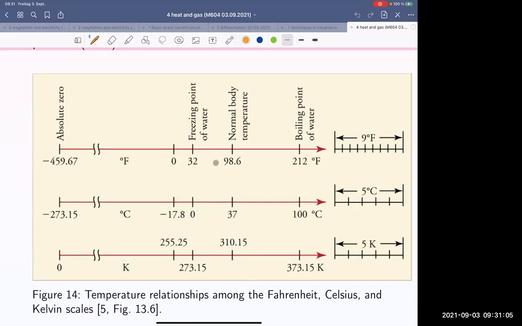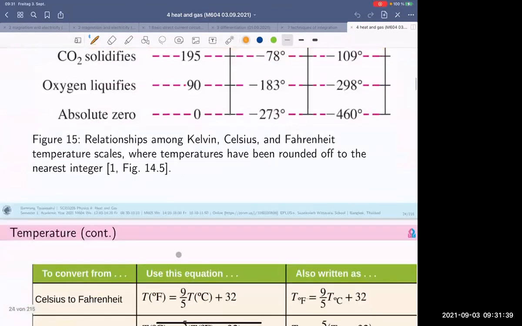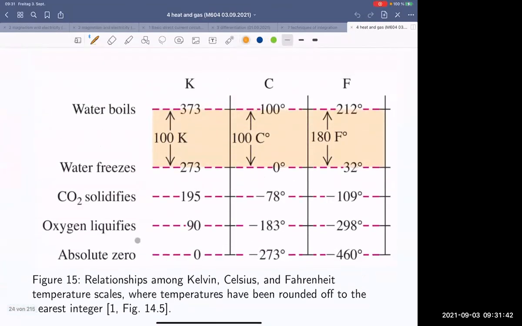On the Fahrenheit scale, if you live in the United States, they would use 98.6 degrees Fahrenheit. For the boiling point, in a laboratory in the United States they would say 212, but almost everywhere in the world we say 100 degrees Celsius, and in a strict laboratory they would say 373.15 Kelvin.